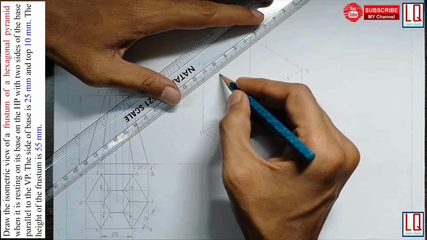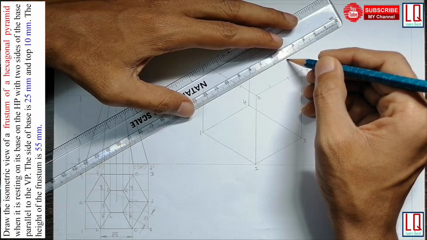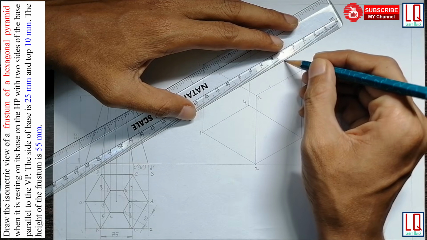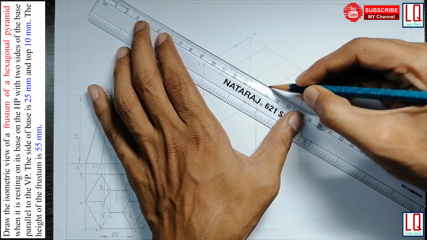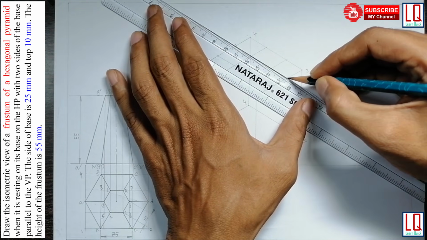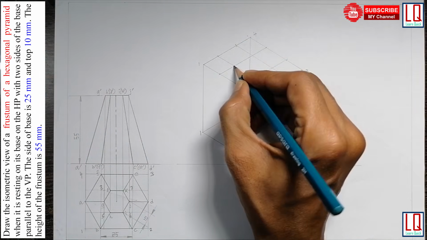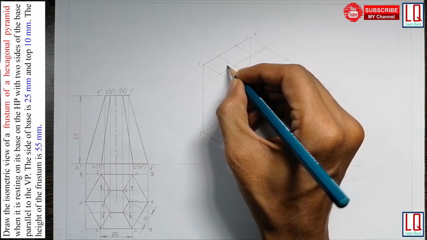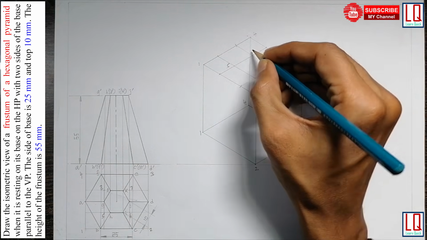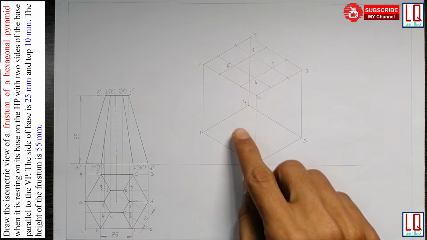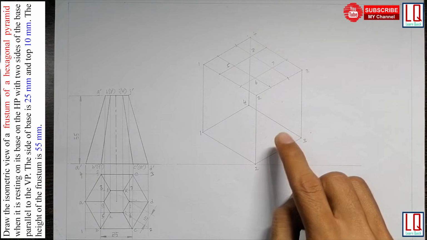So now I draw construction lines to find the location of 5, 6 and 7, 8. So now I mark this corner 5 here, 6, 7 and 8. Next I have to locate the hexagon here, the big hexagon and the small hexagon here. So first I will complete the big hexagon.